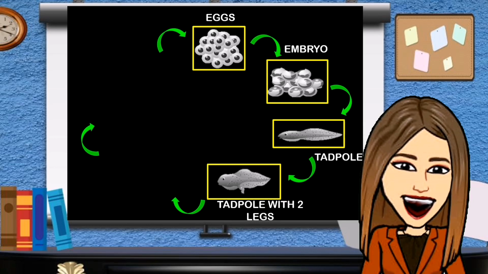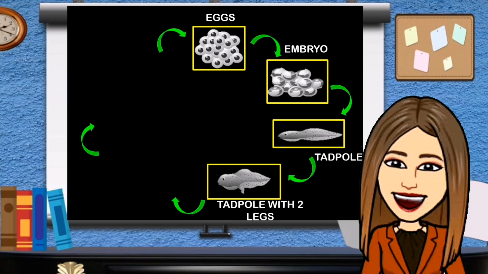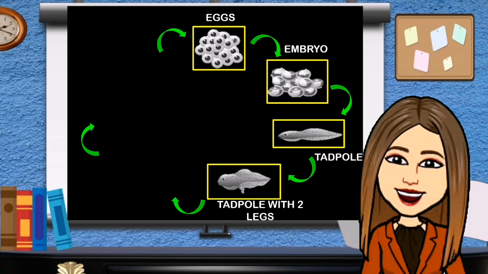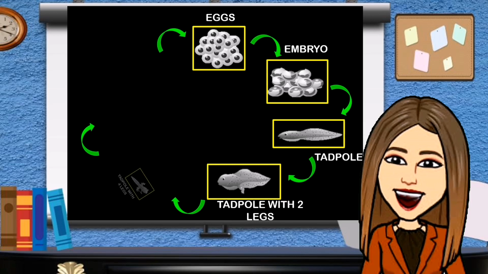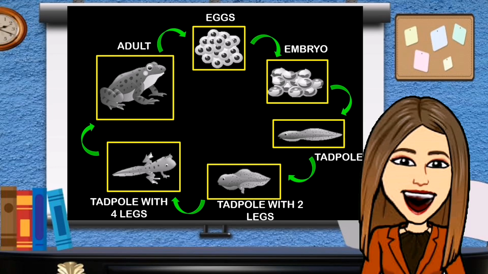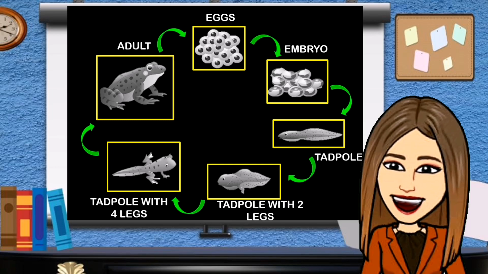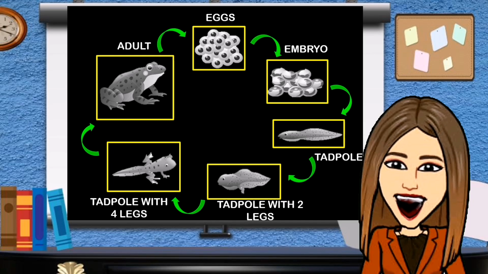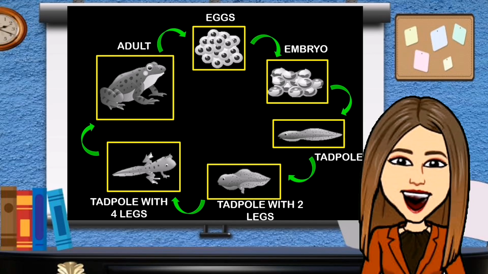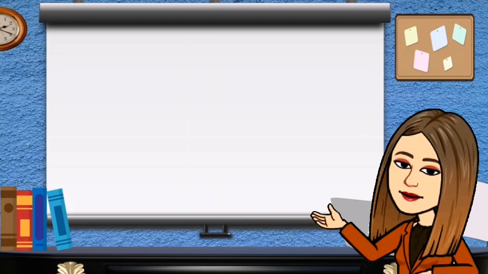Later on, the tail becomes shorter. By this time, its gills disappear and its lungs develop. The young frog can now breathe out of water. The young frog grows into an adult frog, and the life cycle is repeated. This series of transformation in the life cycle of the amphibians is an example of metamorphosis, a process of changing shape and form. The same with lizards.